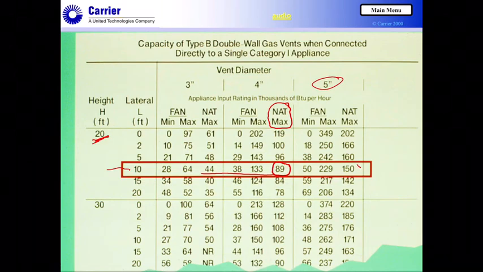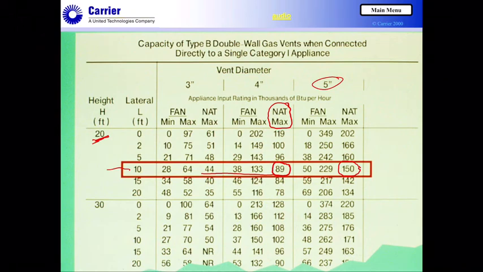So those are the cases. And then a 5-inch common vent system and connector, of course, would be up to 150,000. So you want to be very careful not to oversize. Don't put any bigger vent system in than what you absolutely have to.